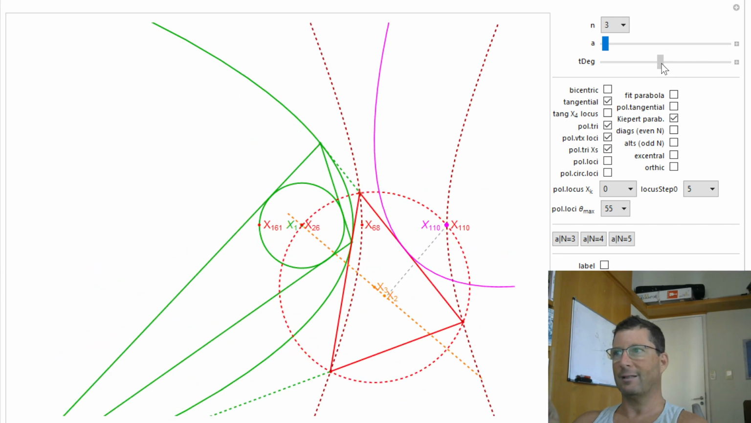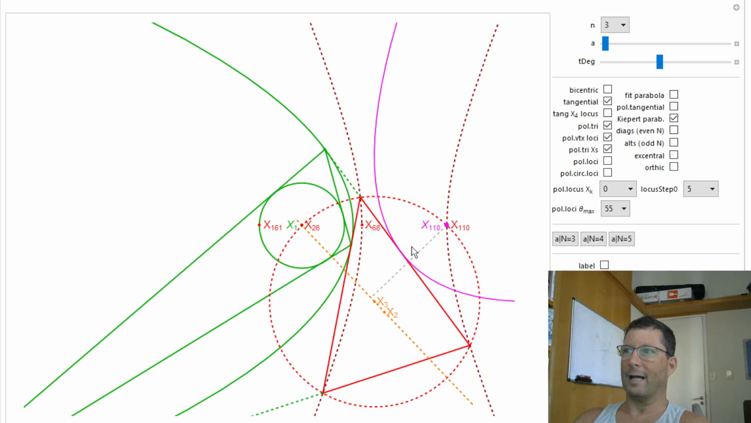You can see here that I'm actually drawing the axis of the Kiepert, and it's hitting the Euler line perpendicularly, and the vertex, which is slightly away from this red edge here, is actually the midpoint between X110 and this foot of the perpendicular onto the Euler line. Okay, still not the main thing here. I want to get to the main thing, and we're getting closer and closer to it.